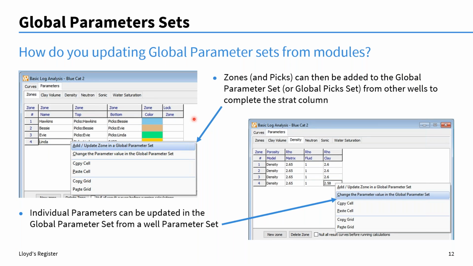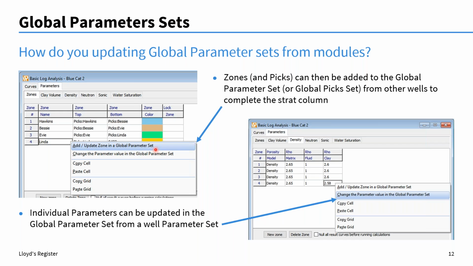So once you have a global parameter set, it's really easy to update these parameters. One way is by looking at the parameters tab. In there, if you look at the zones and right click on it, there's an option to change, add, or update a zone in a global parameter set. That's if you want to update a zone.